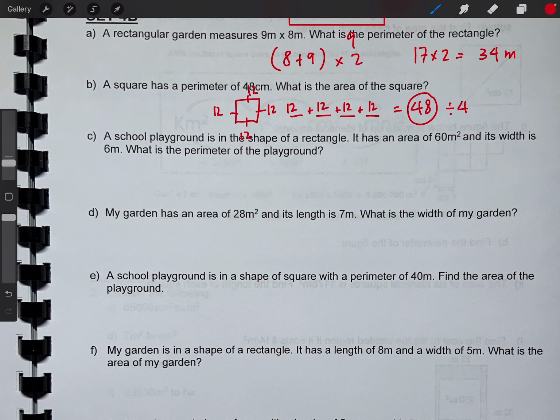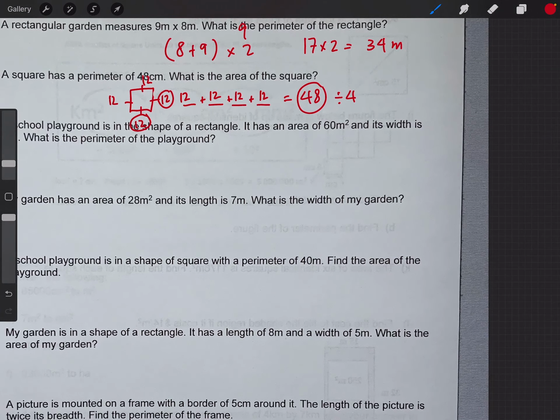So now to find the area, we have the side length. We can just multiply the side length, 12 times 12. That's how you find area. So 12 times 12 gives you 144 centimeters squared.